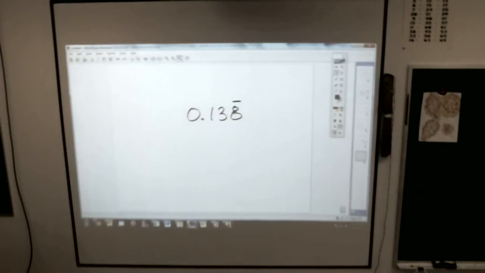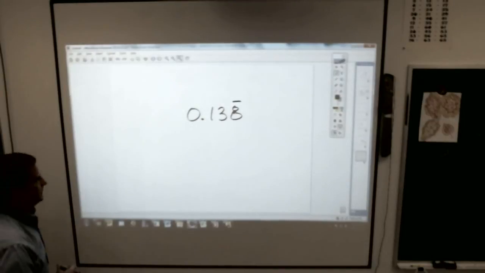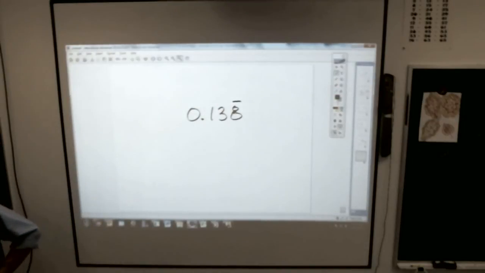Uno, dos, tres. 0.138 repeater. It's just a small 3-step problem.